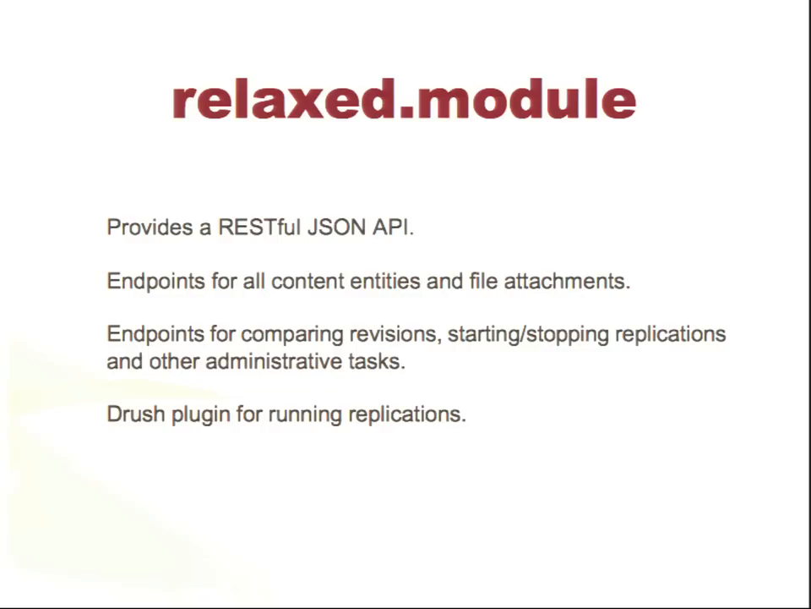Comparing revisions, we need to do that while we're staging content. We can start and stop replications, either ad hoc or continuous replications. And there are endpoints for a few other administrative tasks as well. You can, for instance, trigger compaction over the REST API, etc. And there's going to be a Drush plugin for dealing with all of these things as well, so you don't need to use the REST API. You will have the same set of functionality available through Drush.